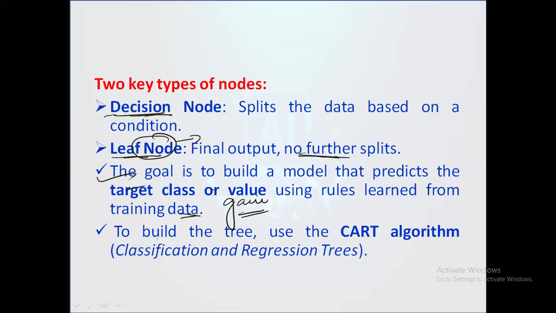Next, to build the tree, we use the CART algorithm. CART means classification and regression trees. The CART algorithm is a standard technique for constructing decision trees. It uses various measures, such as the Gini index, or mainly we are using entropy.